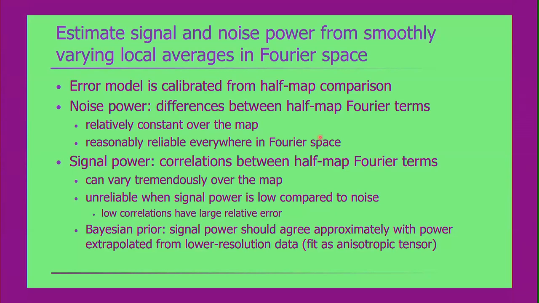The signal power then comes from the correlations between the half map terms. And those can vary tremendously over the map. So in different regions, if there's a lot of motion in a particular region of the map, the signal power will be lower. And also, the relative error in a correlation is very high when the correlation is low. So there will be places, as you get to high resolution, where you really can't estimate the signal power very well.